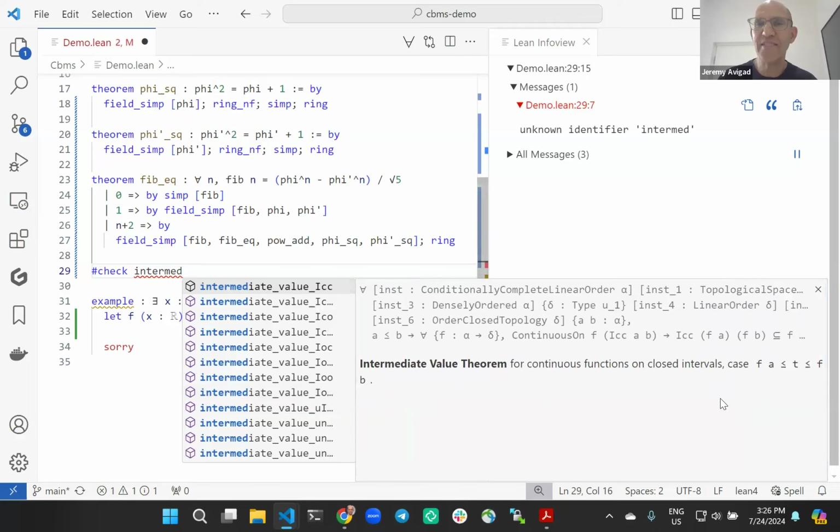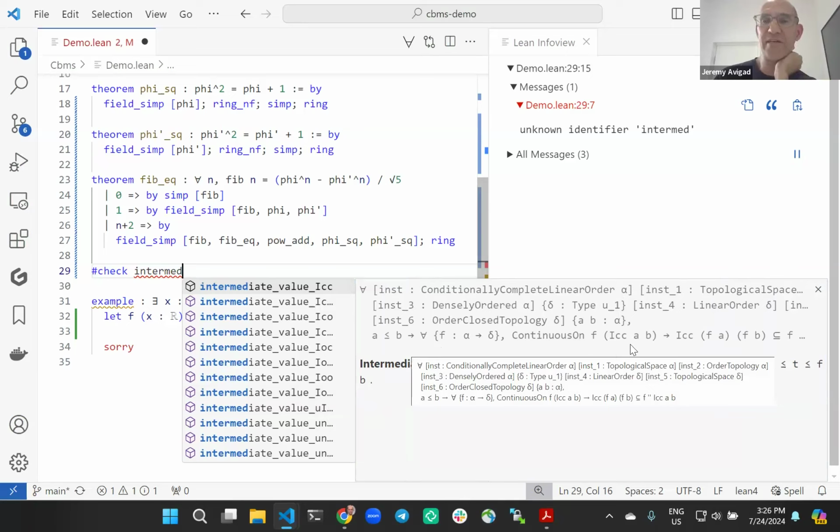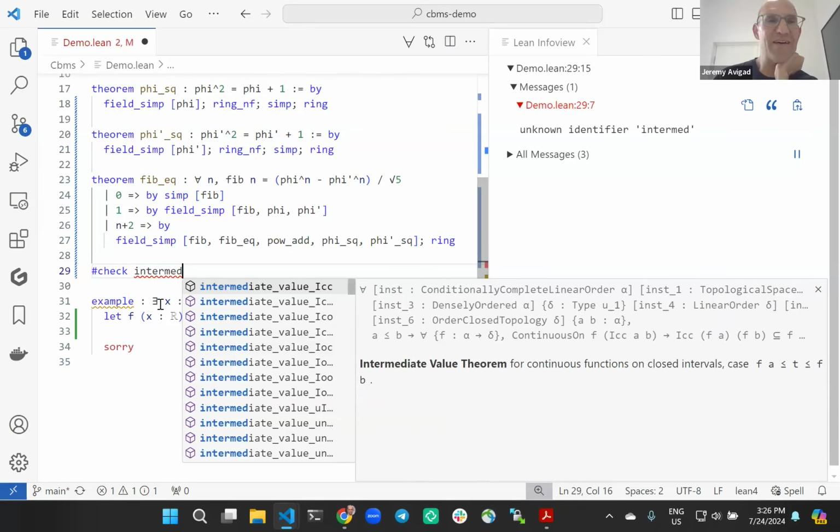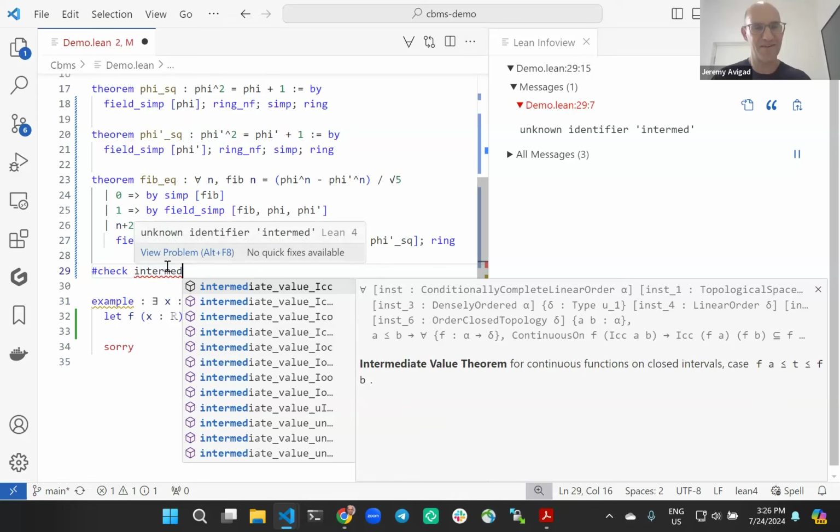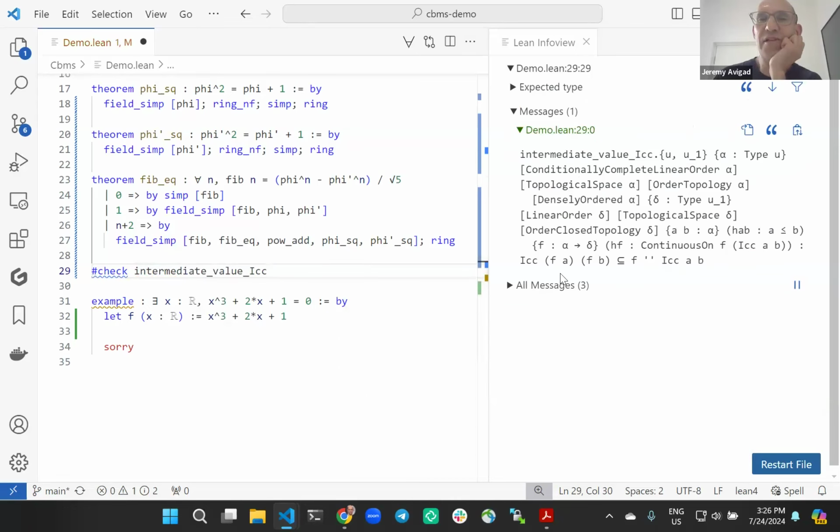But here you have a statement of the theorem. And again, like a lot of things in the math library, it might not be immediately recognizable as what you want. But the theorem says, well, again, it works in great generality, but it says if A is less than or equal to B, and F is continuous on the closed interval from A to B, then the closed interval from F of A to F of B is contained in, it's kind of off the screen, but hovering brings it up. Okay. Then the closed interval from F of A to F of B is contained in the image of the closed interval from A to B.